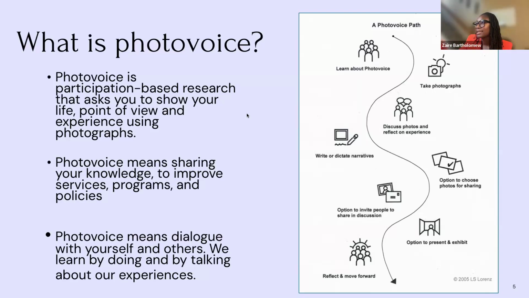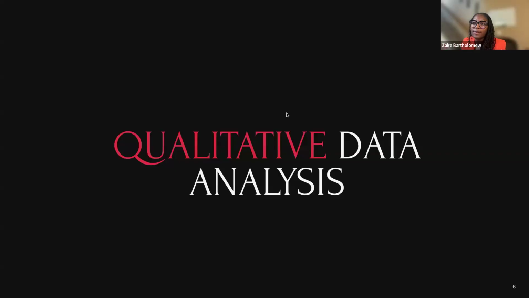On the right-hand side of the slides, you see a Photovoice map or path. This is specifically the route that our participants went through when they were with us in the Photovoice sessions. We taught them about Photovoice, they went and took their photographs, they discussed the photographs, and had a reflection session as well. We'll get a little bit more into that as we go throughout the presentation. Okay, next slide. So, qualitative data analysis.